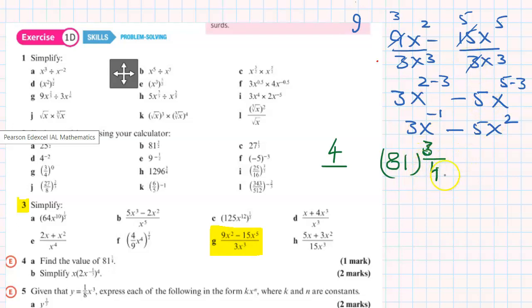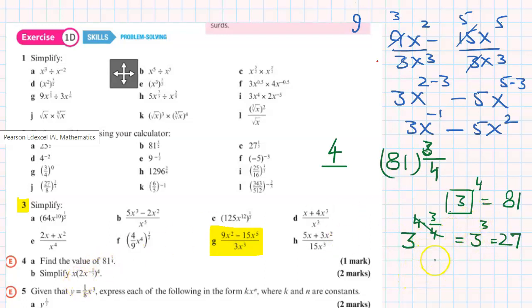Now as I told you, this 4 is the number that when we multiply it 4 times, we get 81. We know that 3 times 3 is 9, times 3 is 27, times 3 is 81. So I can write this 81 as 3 to the power 4, multiplied by 3 over 4. This cancels. This is 3 to the power 3, so that is 27.